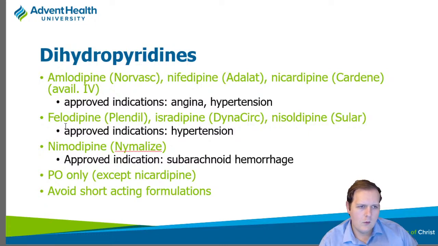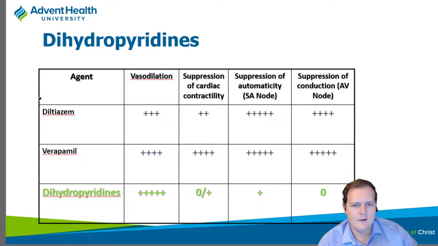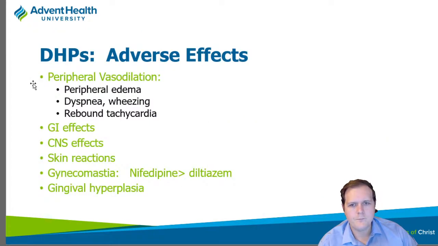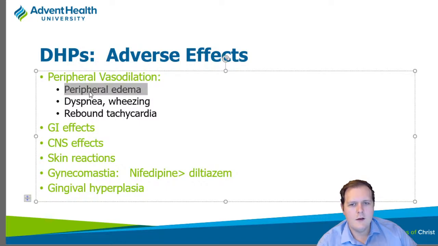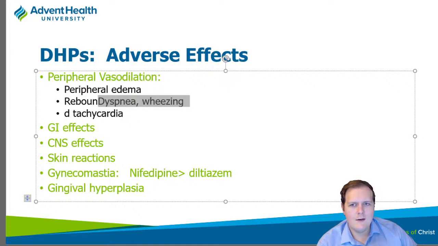Typically, these are going to be PO only, so these are going to be for more chronic, outpatient use for the most part. And again, you notice they're working on vasodilation, but they don't do anything in terms of contractility or nodal conduction. No effects there for the most part. Now, what are you going to see here? The peripheral vasodilatory effects are going to be even stronger than what you saw with the non-dihydropyridines. So peripheral edema, you can see dyspnea, wheezing as a result of that. You can end up seeing pulmonary edema to some degree, and you get a rebound tachycardia.